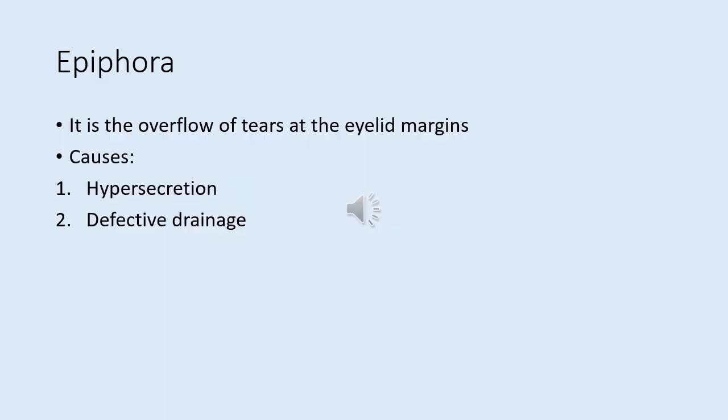Causes of watering of the eye: we have what is known as epiphora, which is the overflow of tears at the eyelid margin. Strictly, it is a sign rather than a symptom. There are two mechanisms of epiphora. The first one is hypersecretion of tears from the lacrimal gland secondary to anterior segment disease, such as dry eye or inflammation, or corneal, like a corneal foreign body. In these cases, watering is associated with symptoms of the underlying cause, and treatment is usually medical.